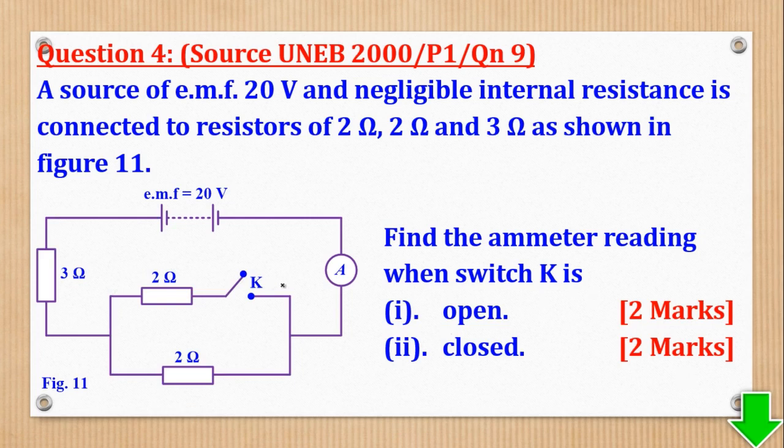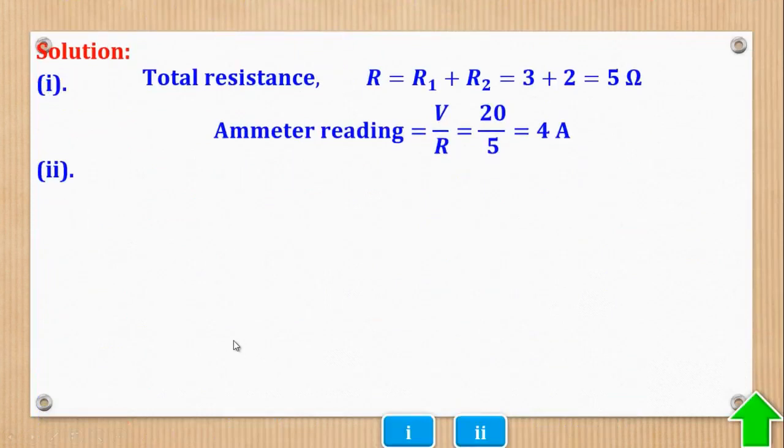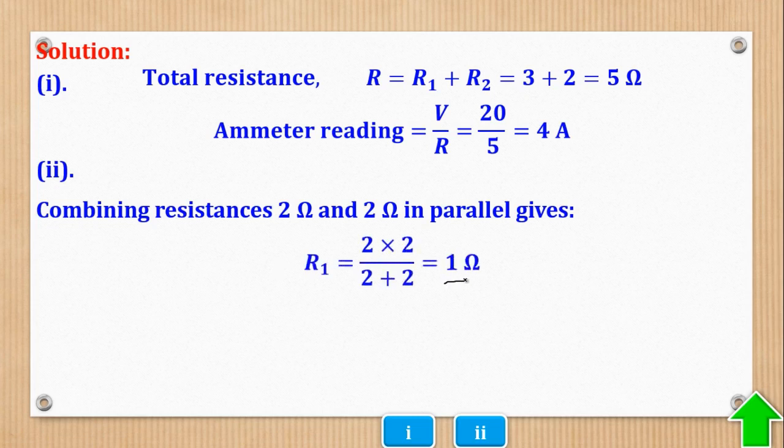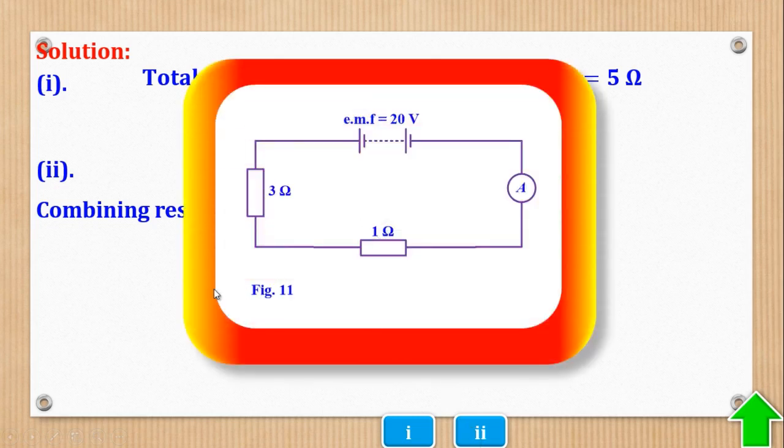And also remember that this ammeter reading is the total current. Okay, so we shall come back here and first combine the two resistances in parallel using product over sum to give you 1 ohm. So that means that these two resistors are combined into one resistor which is of 1 ohm.